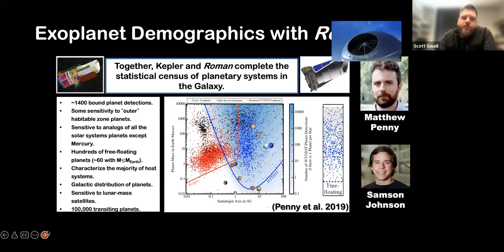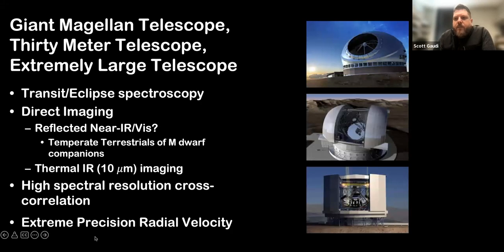Okay, and then we have the giant segmented telescopes that will be coming online next decade, hopefully. And there we have a lot of things we can do with those. So we can characterize planets using transit eclipse spectroscopy. We can measure masses using extreme precision radial velocity instruments.